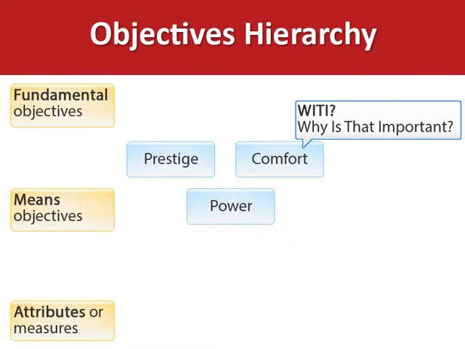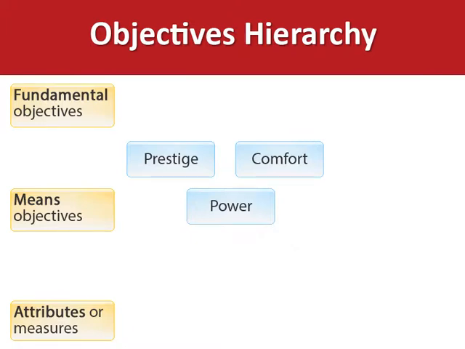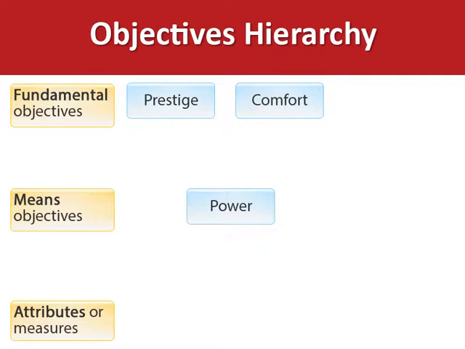I just want to have a prestigious car, or at least prestigious at a given cost. We'll talk about cost later. Similarly with comfort, when I drive, I want to be comfortable. So both prestige and comfort then can be seen not as means of achieving other objectives, but as fundamental objectives in their own right.